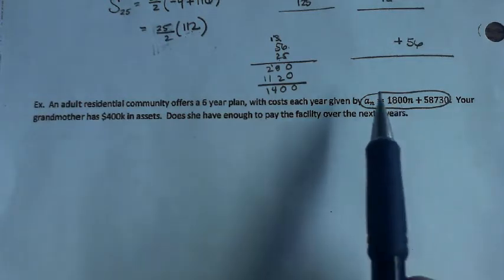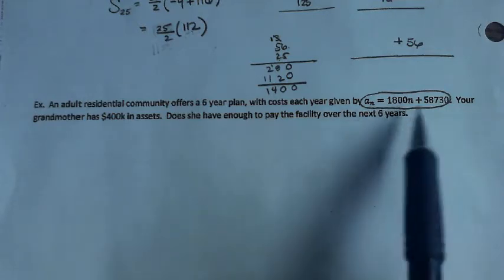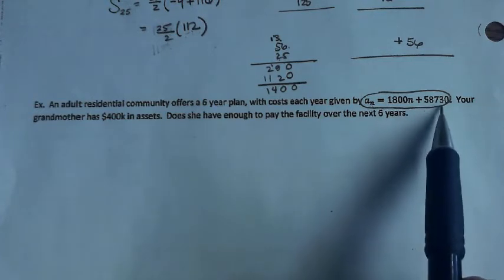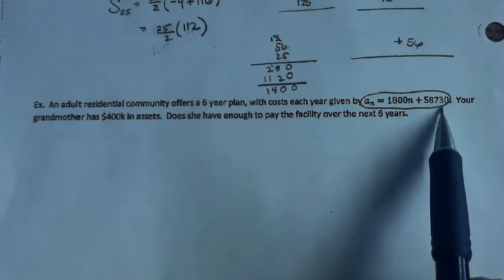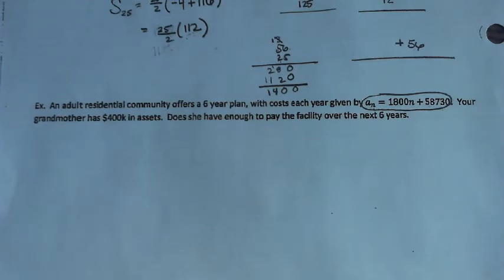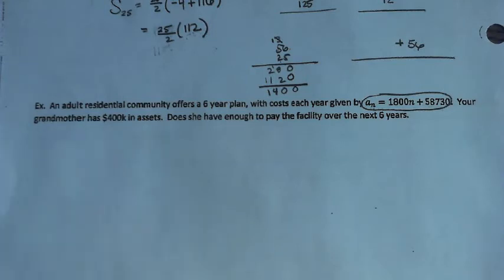So from the conceptual perspective, the linear approach is this has a y-intercept of $58,730 per year, plus it's increasing at a rate of $1,800 per year. So she'll pay $58-ish this year. She's going to pay about $2,000 more next year, and then $2,000 more the following year, and so on and so forth. So will that $400,000 be enough to pay the facility throughout really the next 6 years?